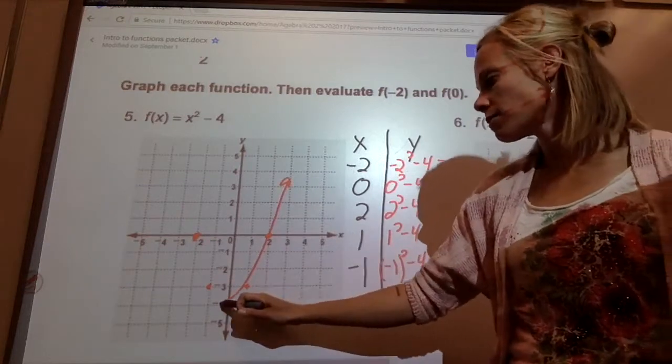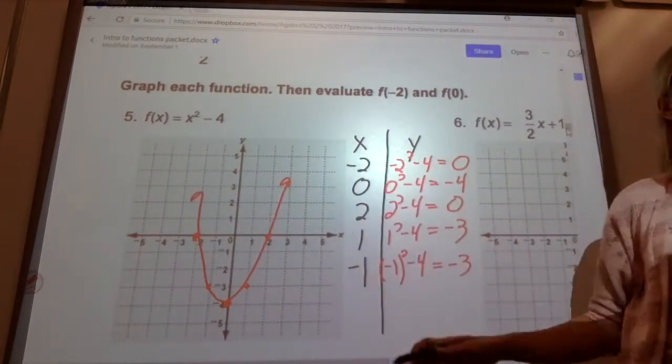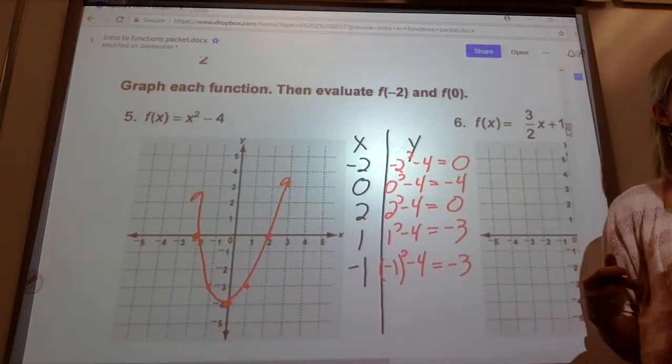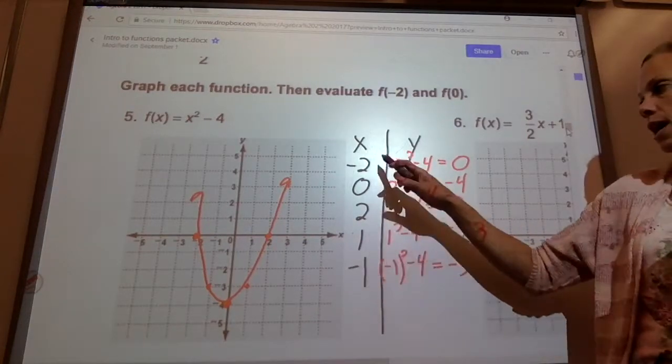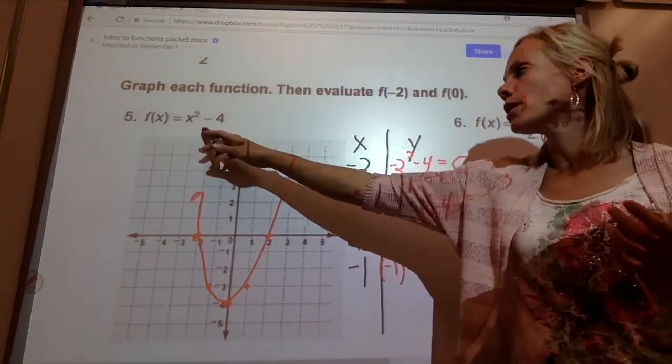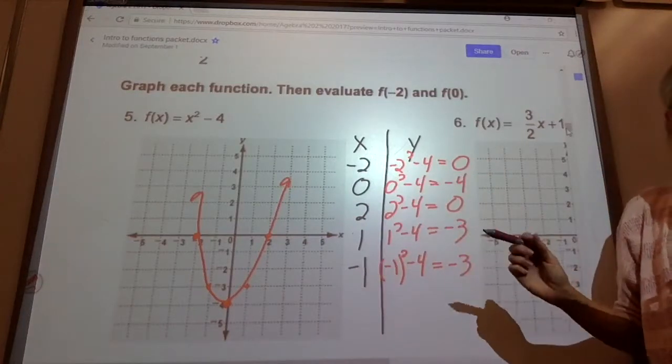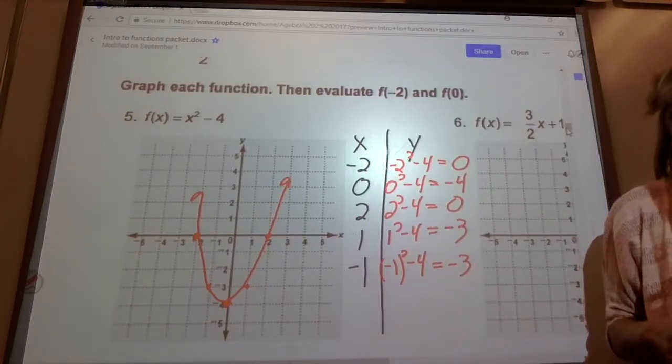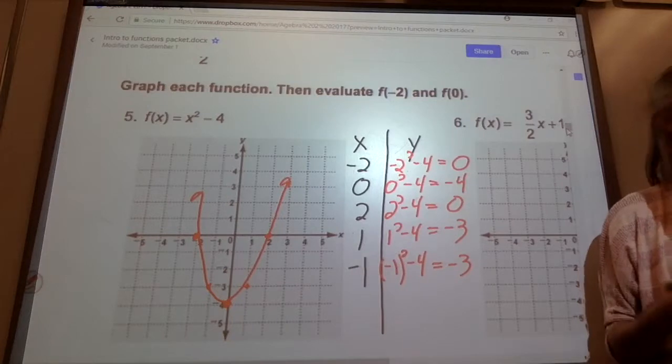So you pick x values. You're picking the black numbers. Those are the numbers you pick, input values. You sub those black input values into your equation. The answer is the output value, the y value. So you're creating points.